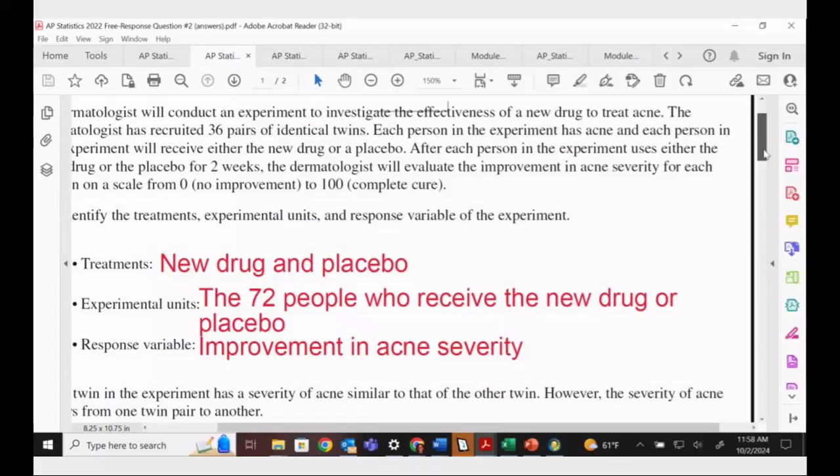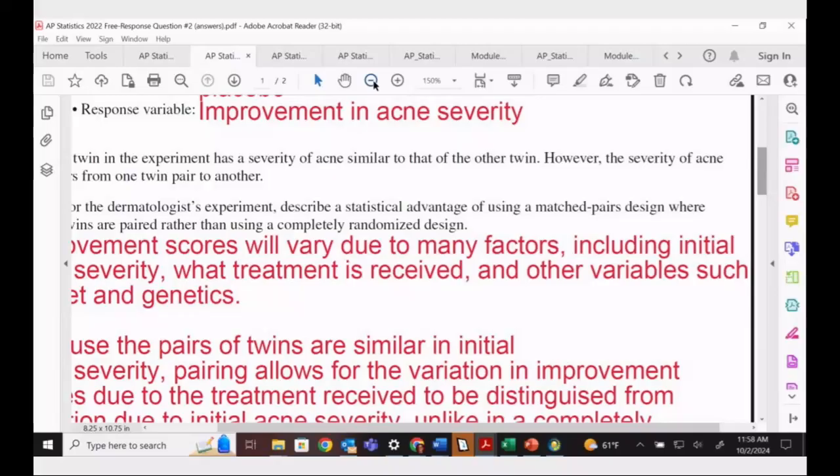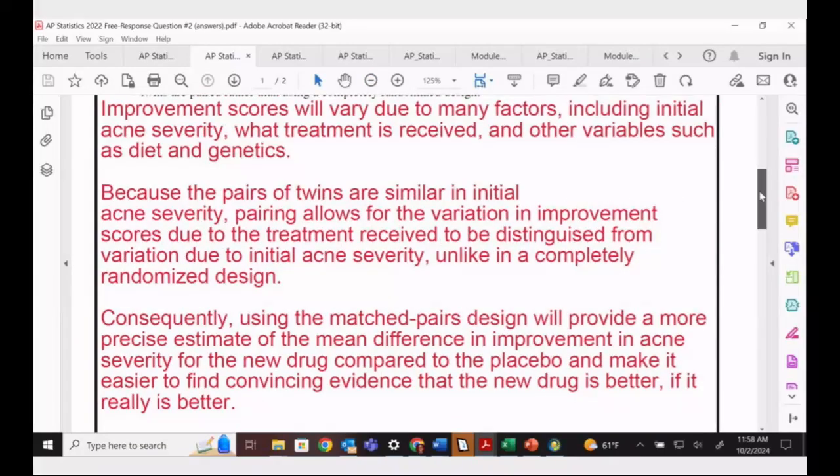So one of the things that we're looking for here, and I had quite a bit written because I copied straight out of the responses that were put out by College Board for this question. So we're going to read through what they had, and then we'll talk about what are the essential components that you have to have for a full and complete answer here. Because improvement scores will vary due to many factors, including initial acne severity, what treatment is received, and other variables such as diet and genetics.